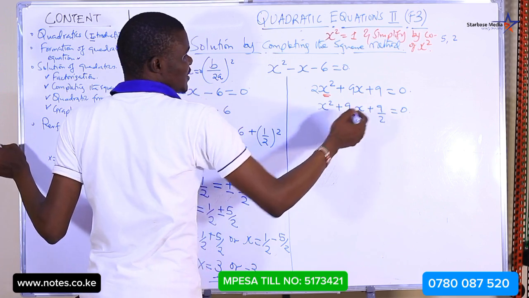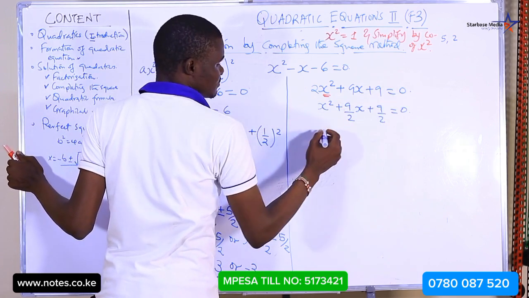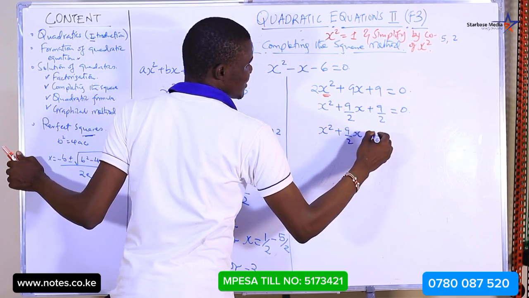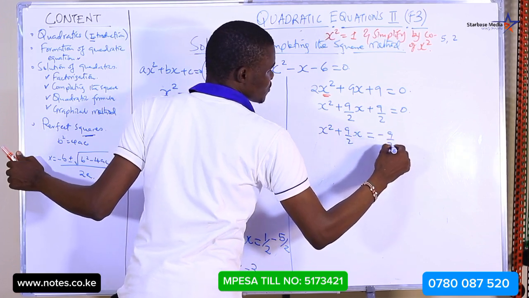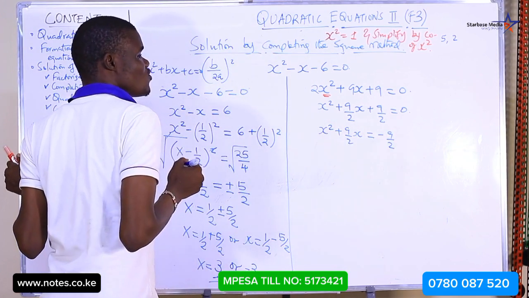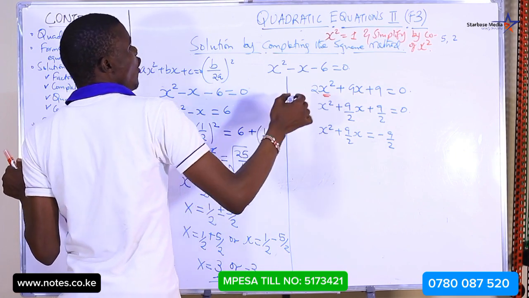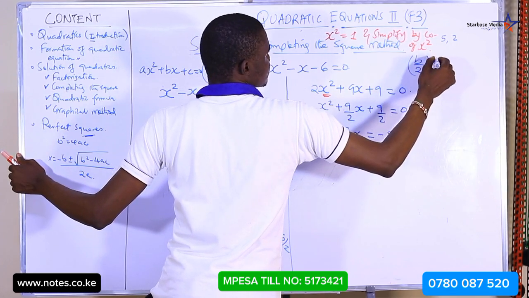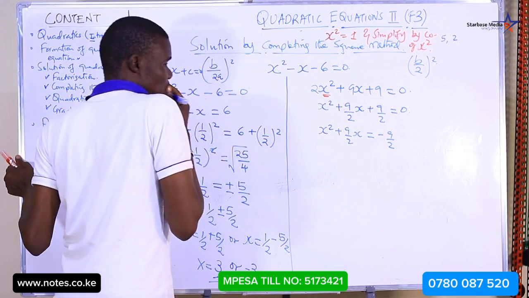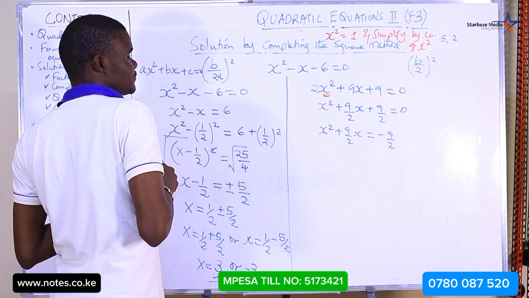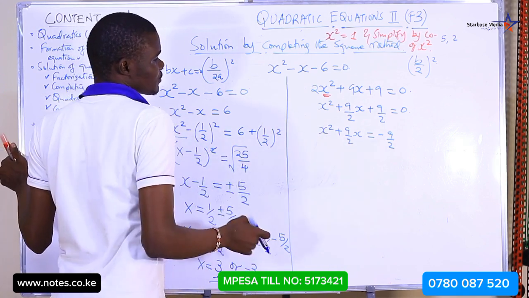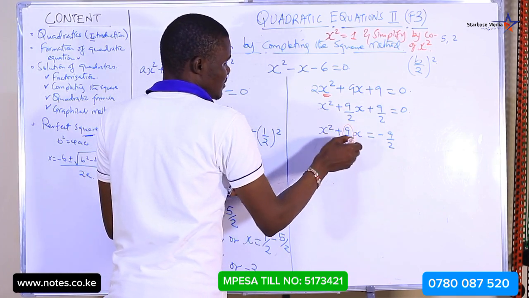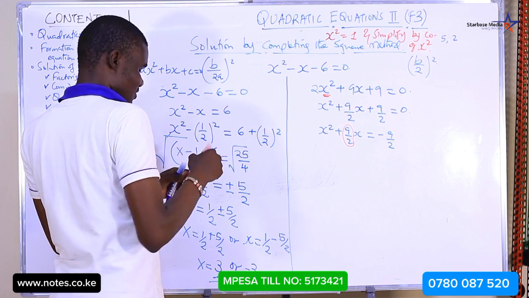Now, after doing this, we'll take C to the other side. So it is going to be negative 9 over 2. Beautiful. Then what do I do? I add (b over 2) squared. So this is my b. Look at my b. It is this one. So this is what I'm going to do.